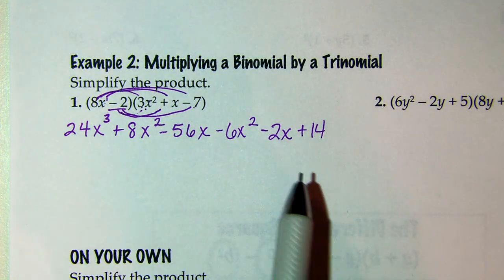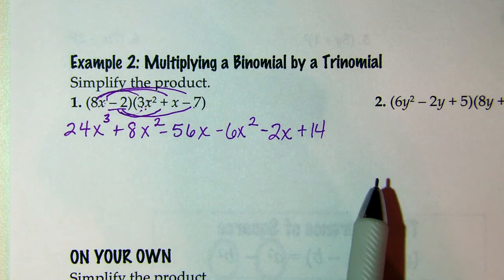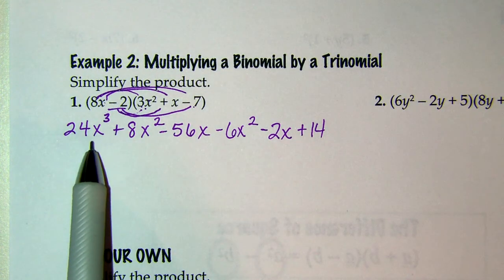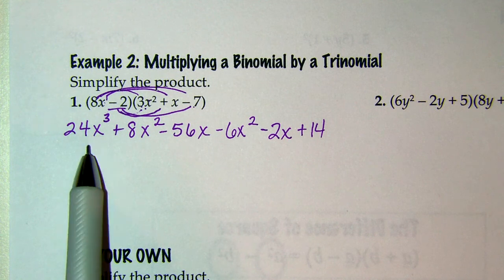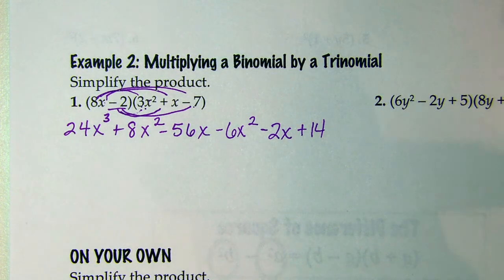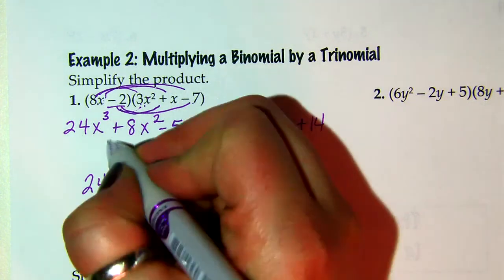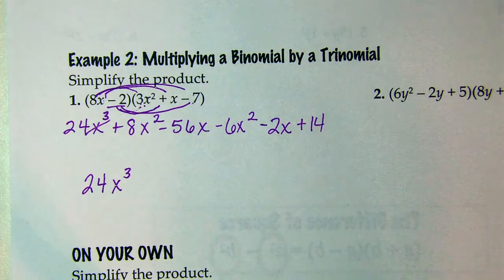So you've got to check for any like terms and then combine those. So always start with the biggest exponent. We did this last week. Start with the biggest exponent and combine on your way down. That way they're in order. So the 24x cubed doesn't match anything. I would cross them out as you go so you don't lose track.